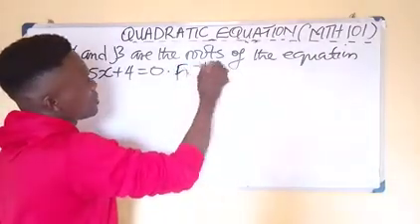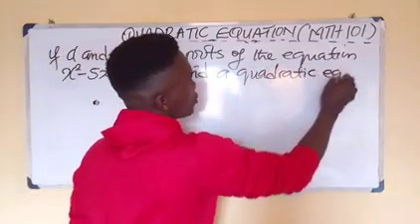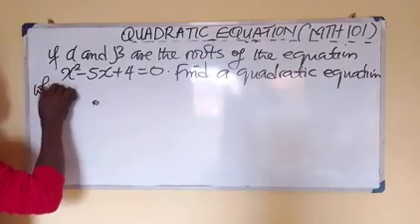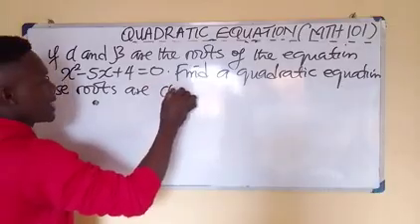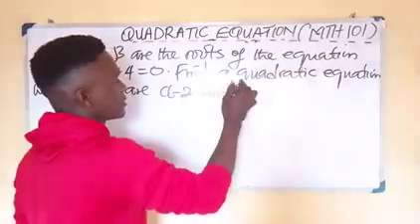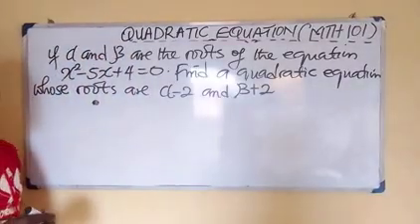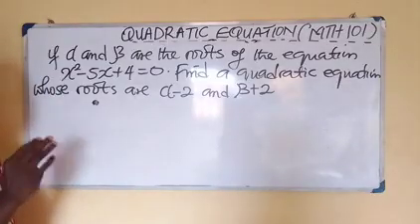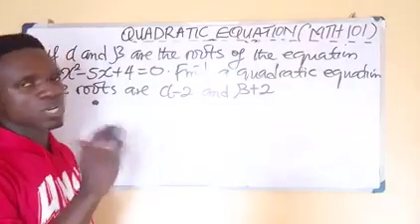Find a quadratic equation whose roots are alpha minus 2 and beta plus 2. This is a standard exam question in the university, and even in secondary school.